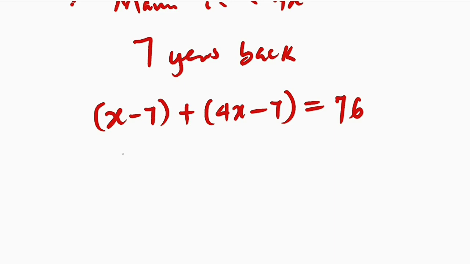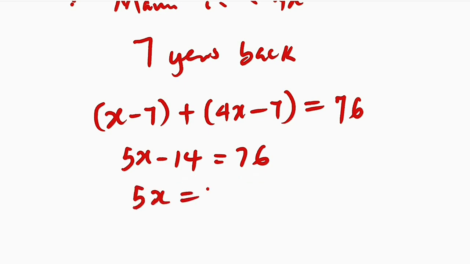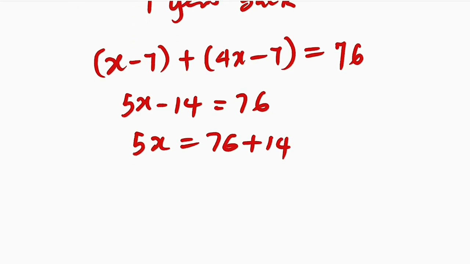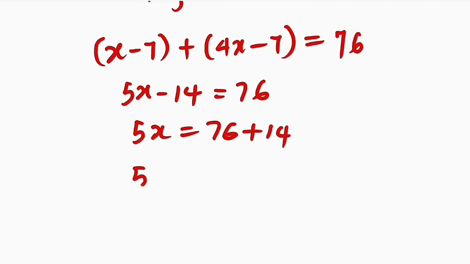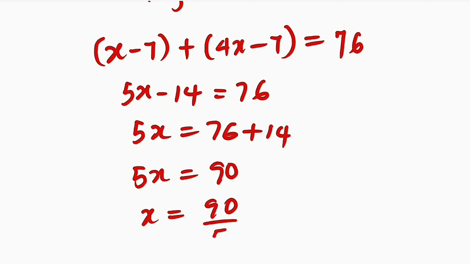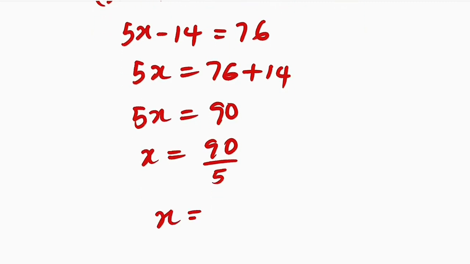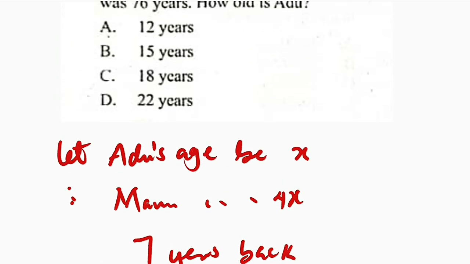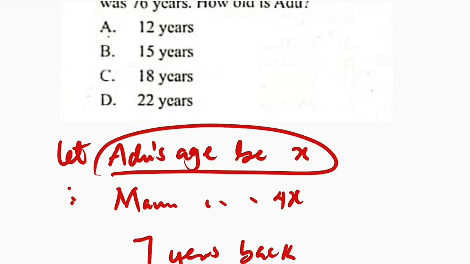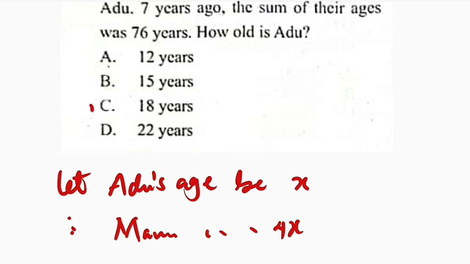So let's add this together. We have x and 4x making 5x, and this will give us negative 14. This is equal to 76. Let us take this one to the other side. We have 5x equal to 76 plus 14 as it crosses over. And this is 90. This is 5x equal to 90. And x equal to 90 divided by 5, which is 18. X equal to 18. But what is this x? Remember, x is the age of the son. And that's exactly what we are looking for, which is Option C.